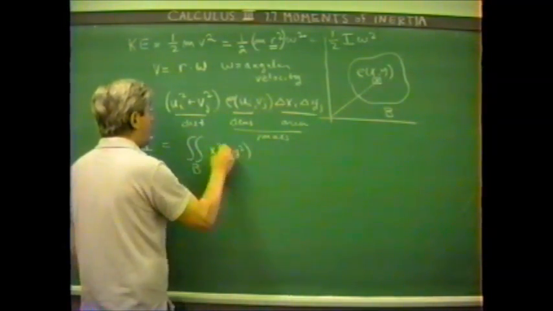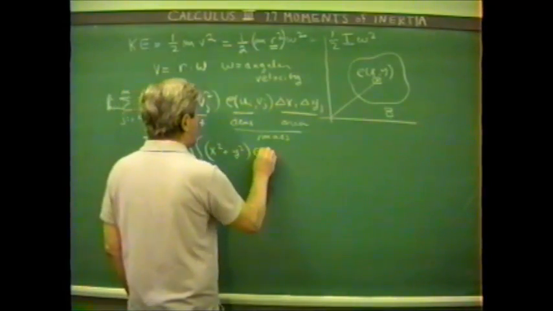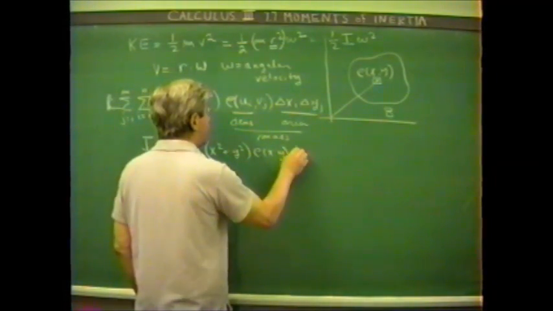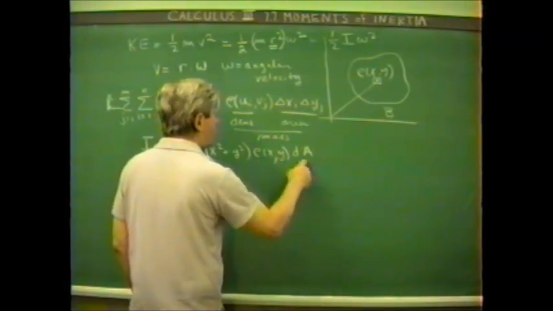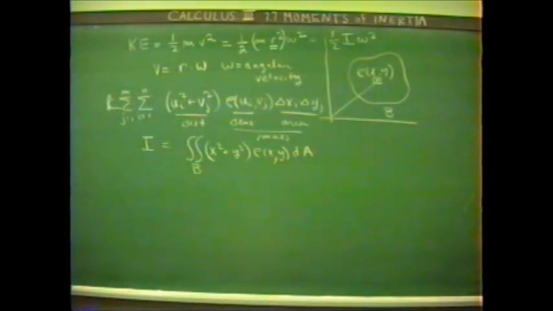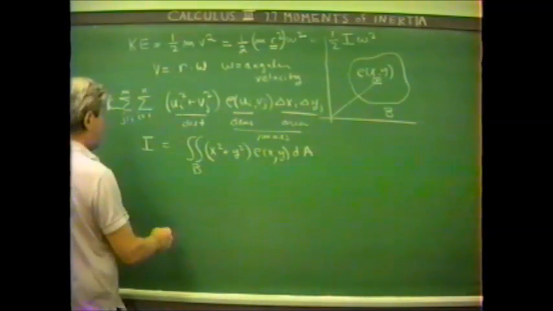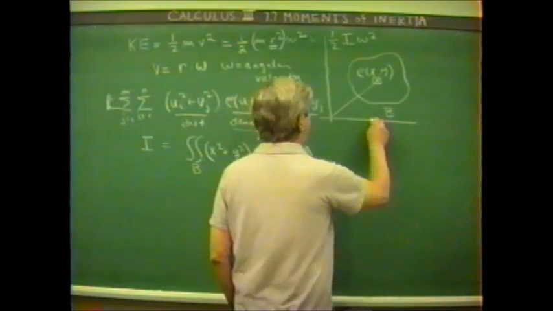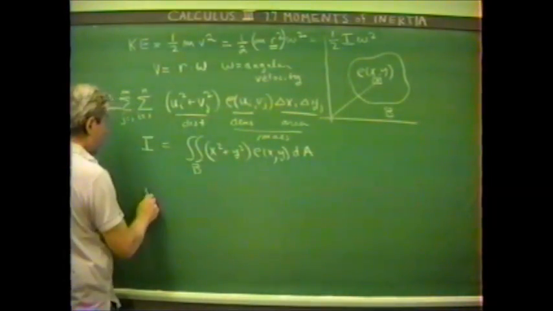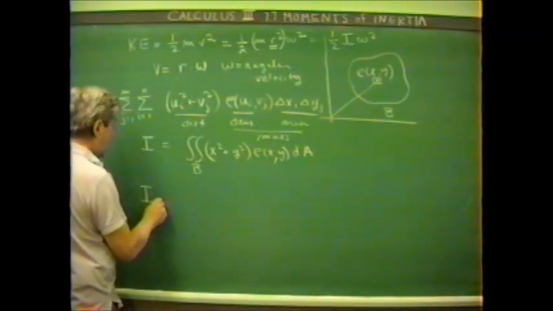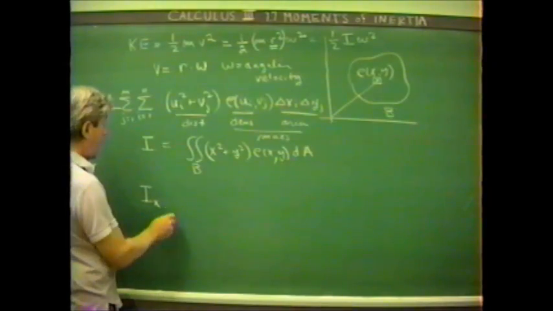x squared plus y squared rho of x and y with respect to area, which would normally be done as an integral with respect to x and with respect to y. We wish to rotate this about the x-axis. We then have a quantity which we call I sub x, the moment of inertia about the x-axis.